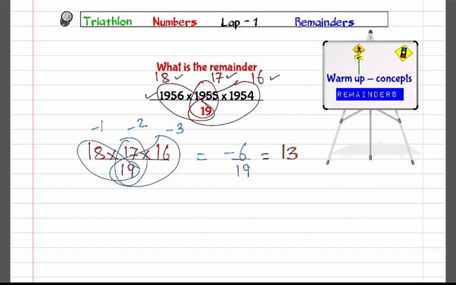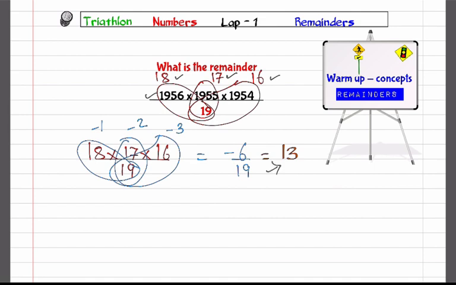Now I find the negative remainder for 18 divided by 19, which is minus 1, right? As explained in the earlier concept. 17 divided by 19, minus 2. 16 divided by 19, the negative remainder is minus 3. Let's multiply. Minus 3 into minus 2 is plus 6, into minus 1 is minus 6. So minus 6 divided by 19. Okay, so this gives me the answer as what?